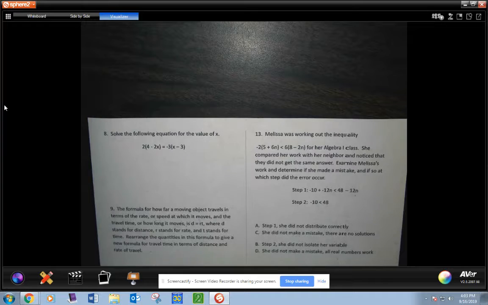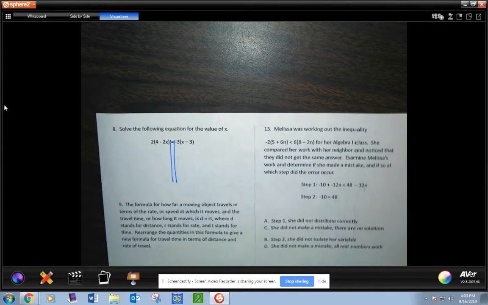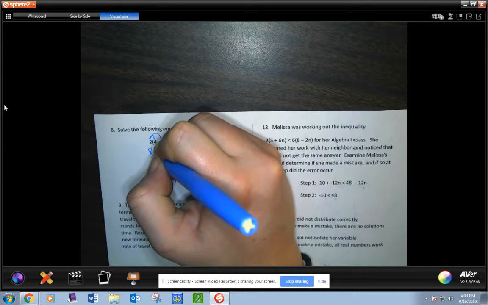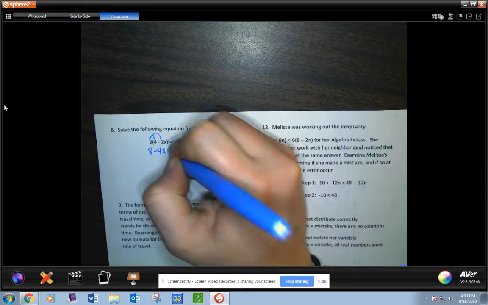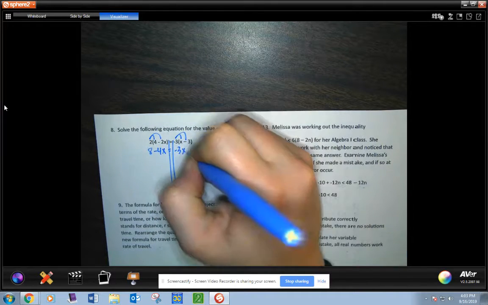Okay, flipping to the back, solve the following equation for the value of x. First thing I'm going to do is, if you need those bars, draw them. We're going to start with distribute. 2 times 4 is 8. 2 times negative 2x is negative 4x. Negative 3 times x is negative 3x, and negative 3 times negative 3 is positive 9.